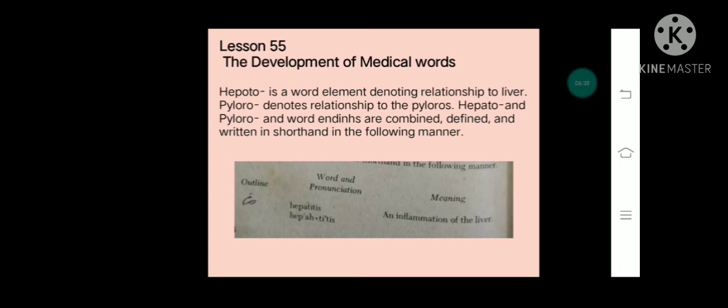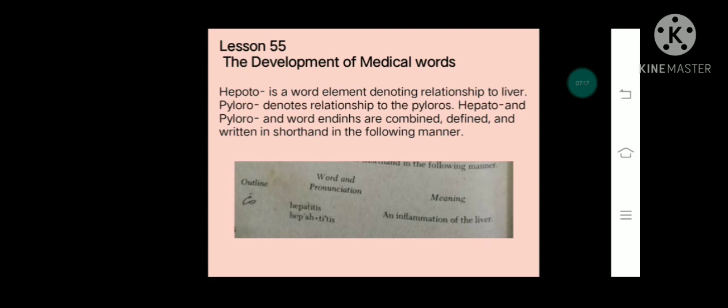So it is the same as the first lesson, colo and epiplo. But hepato refers to the liver. And pyloro denotes relationship to pylorus. Pylorus is the opening from the stomach into the duodenum. Hepato and pyloro and the word endings are combined, defined, and written in shorthand in the following manner.